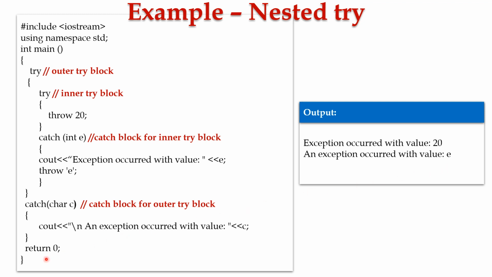Next, the return 0 statement is executed. It implies the successful execution of the code. So I hope you are clear on this example program for the nested try concept.